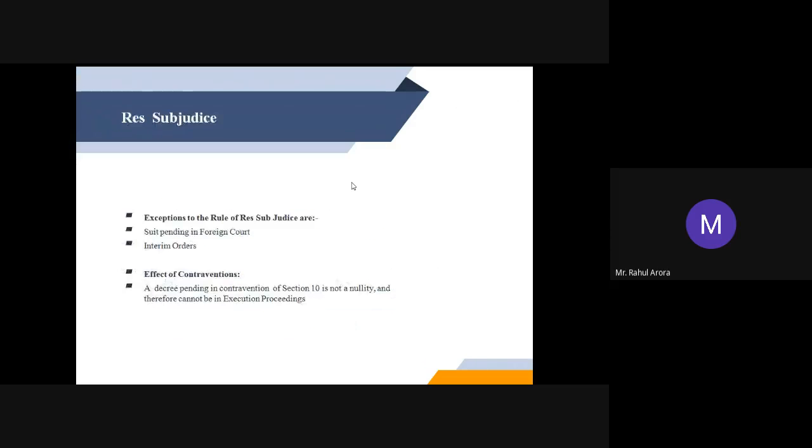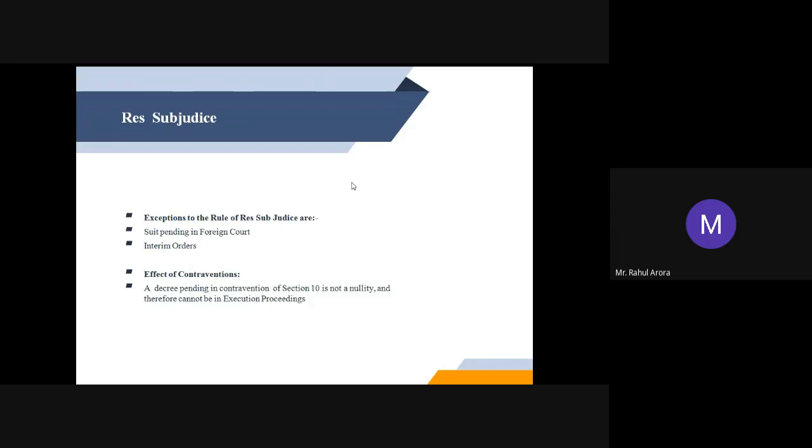Now the question is, what are the exceptions to the rule of res subjudice? The first exception is that this rule does not apply to a suit which is pending before a foreign court, and it also does not apply to interim orders such as injunction, stay, appointment of local commissioner, etc.